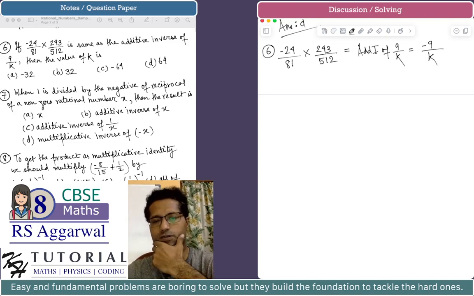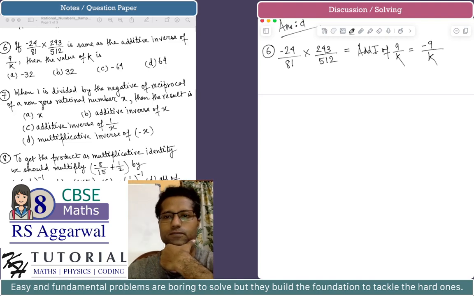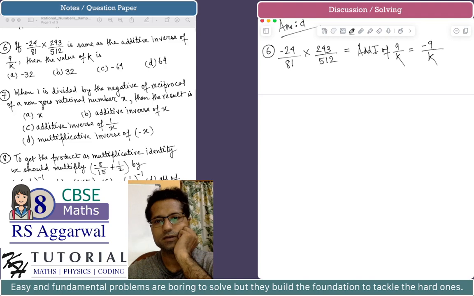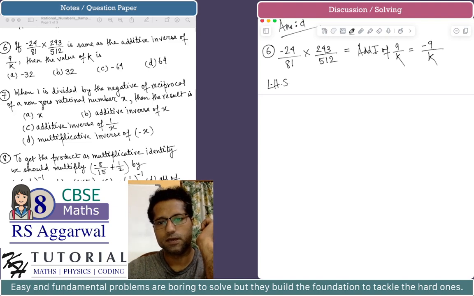To find the additive inverse of any rational number, we just make the numerator negative or change its sign. Okay, so we have this. Now we have to simplify the left hand side, the product of the given rational numbers. We have to do some cancellation. Left hand side is equal to minus 24 by 81 multiplied by 243 divided by 512.